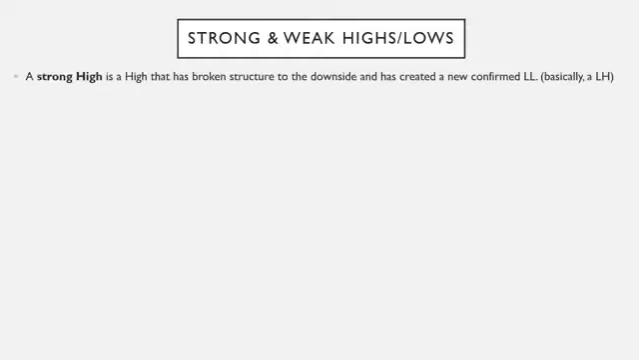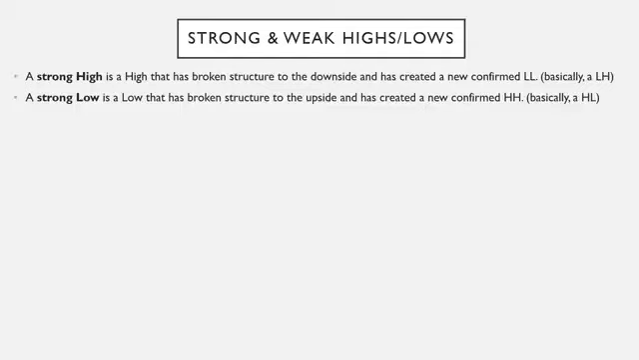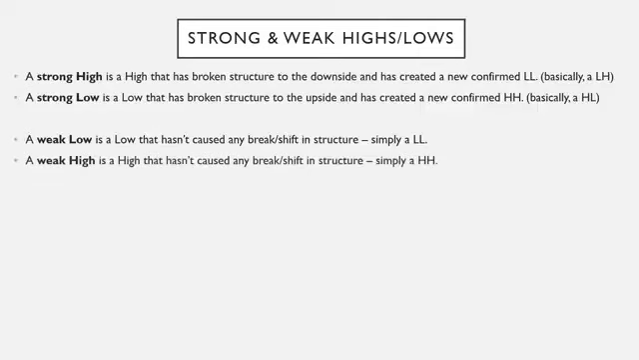Okay, so a strong high is a high that has broken structure to the downside and has created a new confirmed lower low. So basically, that's a lower high. Okay, a strong low is a low that has broken structure to the upside and has created a new confirmed higher high. So basically, this is a higher low, right? A weak low is a low that hasn't caused any break and shift in structure, which is simply a lower low, right? And a weak high is a high that hasn't caused any break and shift in structure, simply a higher high.